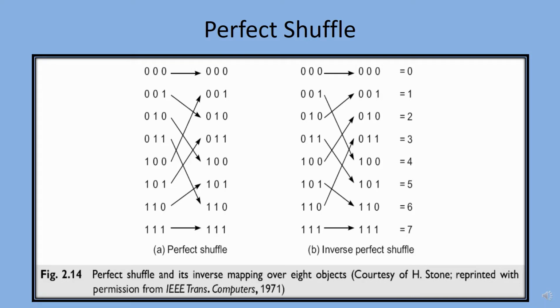100 when it is left shifted will give 001. So 100 directly gets mapped to 001. Similarly it is true for 101, 110 and 111. So the corresponding mapping is shown for perfect shuffle. The inverse is the reverse approach of perfect shuffle.